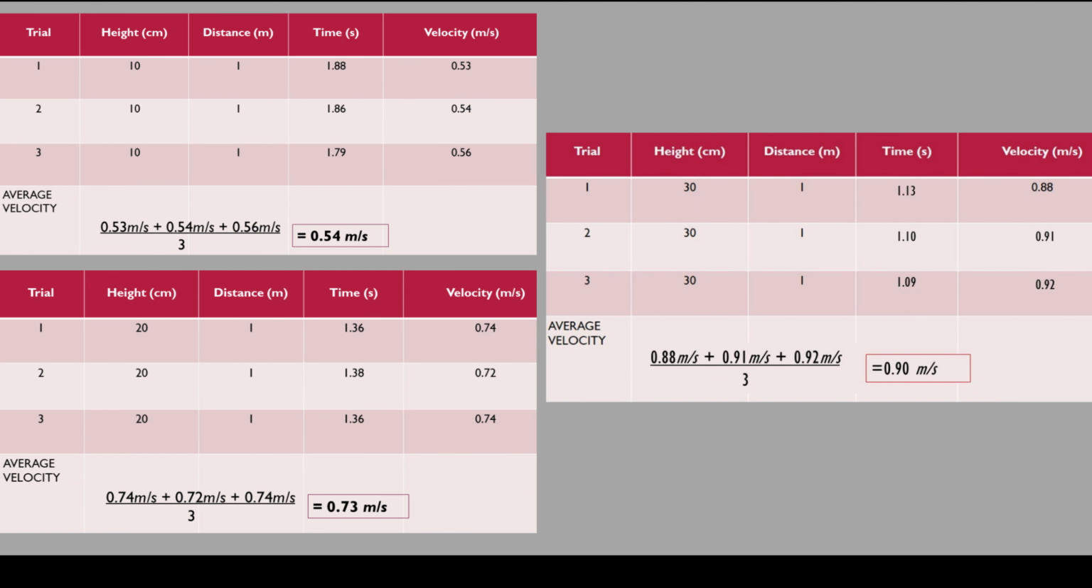Already done with the trials and I made a table for the data I have acquired earlier. Starting off with the 10 centimeters in height, I obtained an average velocity of 0.54 meters per second. At 20 centimeters in height, I obtained 0.73 meters per second. And lastly, at 30 centimeters in height, I obtained an average velocity of 0.90 meters per second.